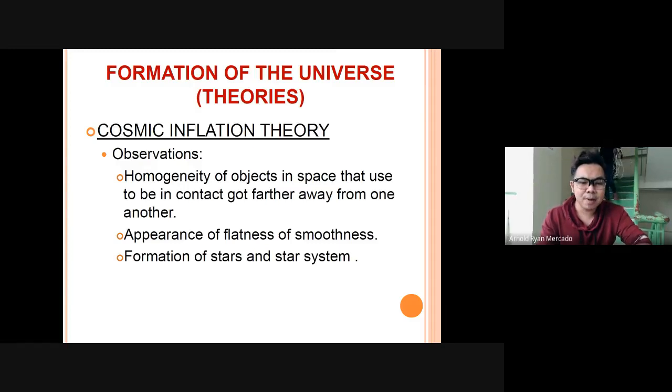And another, may mga observations dito, no? Yung homogeneity of objects in space that used to be in contact got farther away from one another. Therefore, the appearance of flatness, of smoothness ay lumabas din. Then the formation of stars and the star system. So dito, from the word cosmic, talaga may pagsabog talaga. So ito yun, no?